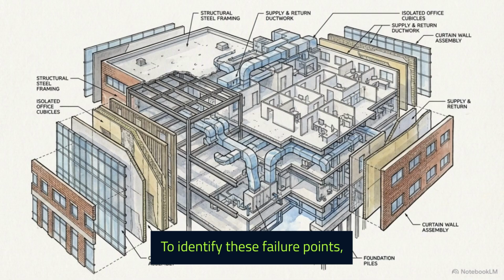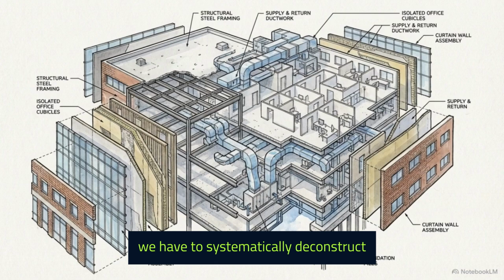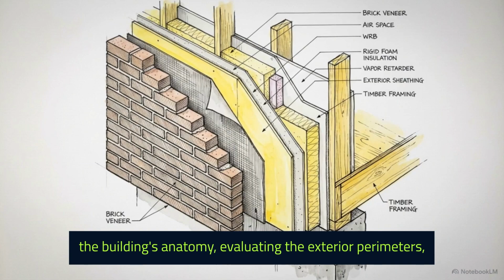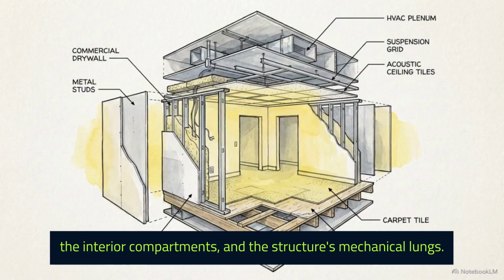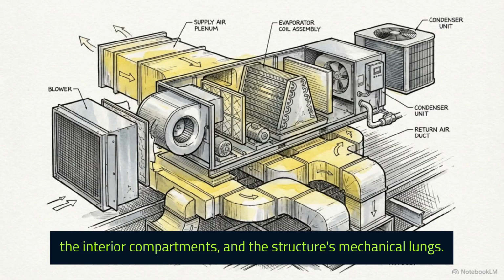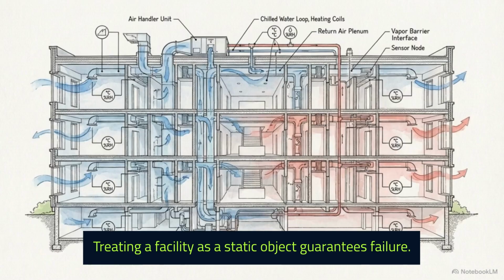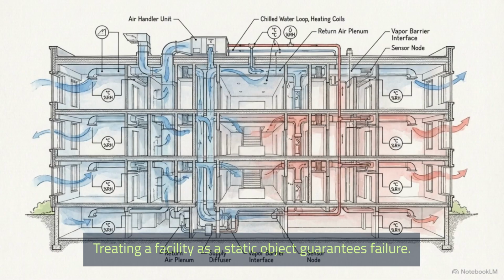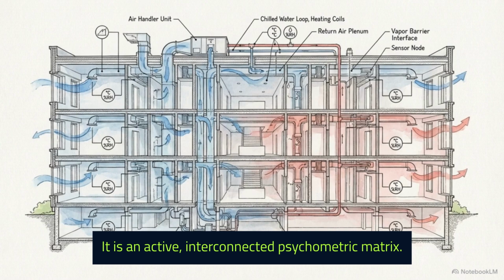To identify these failure points, we have to systematically deconstruct the building's anatomy, evaluating the exterior perimeters, the interior compartments, and the structure's mechanical lungs. Treating a facility as a static object guarantees failure. It is an active, interconnected psychrometric matrix.